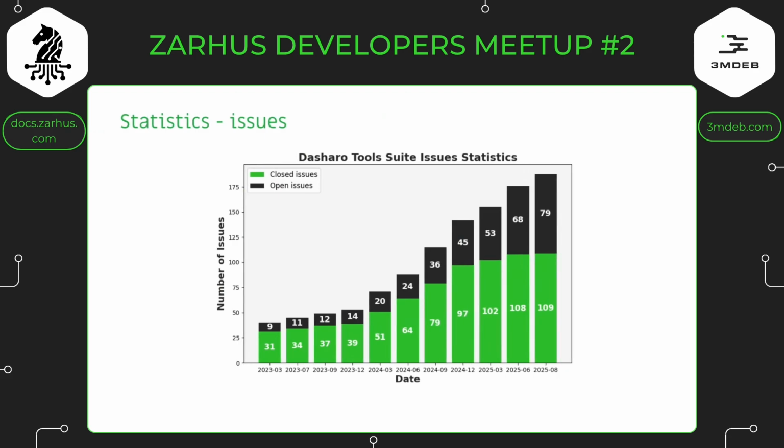Some statistics, so let's start with issues. The Dasharo Tools Suite label in the Dasharo issues repository. We can see a steady growth of open issues, especially in the last quarters. Lately, we can also see a decreasing number of closed issues. It might be concerning if it doesn't change. Especially in those last 2 months, we have closed only one, which is not too much. So let's see how it looks in the next meeting. Hopefully, we'll have some more.